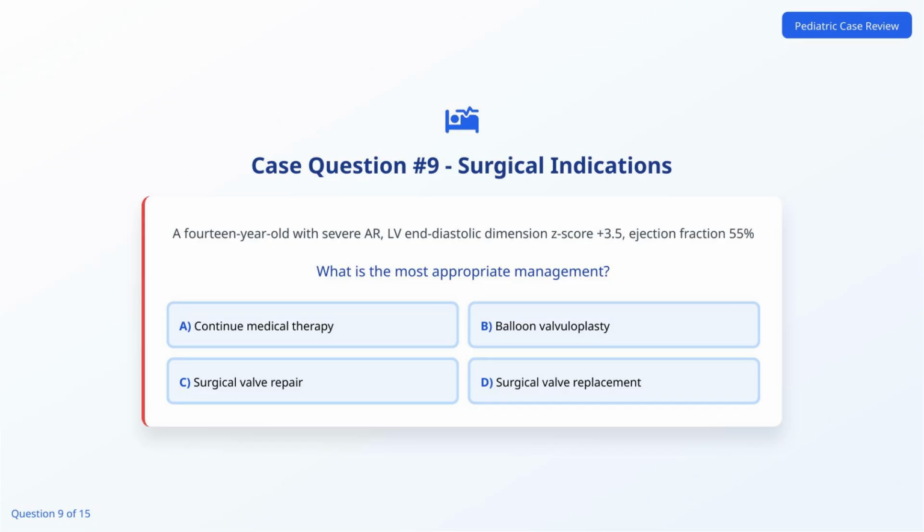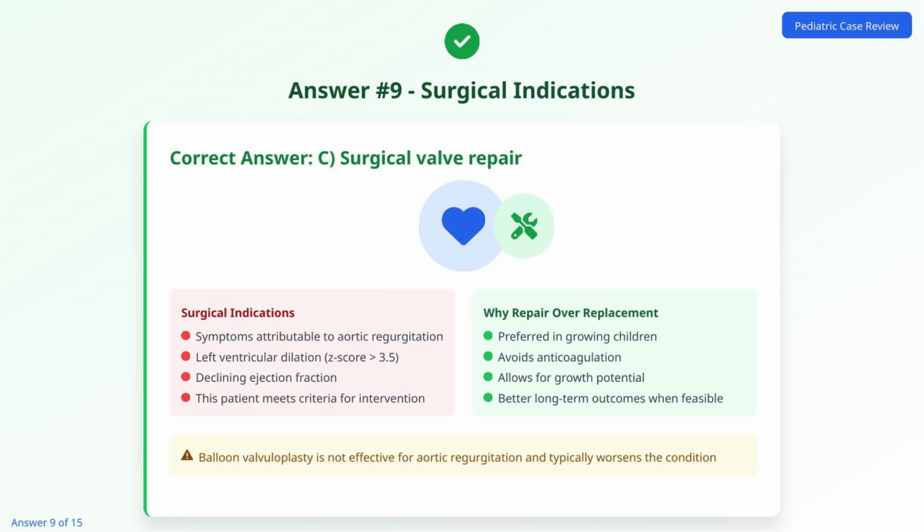What is the most appropriate management approach? Is it A, continue medical therapy, B, balloon valvuloplasty, C, surgical valve repair, or D, surgical valve replacement? The correct answer is C, surgical valve repair.